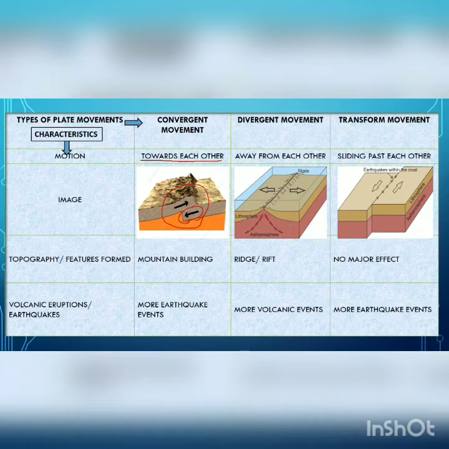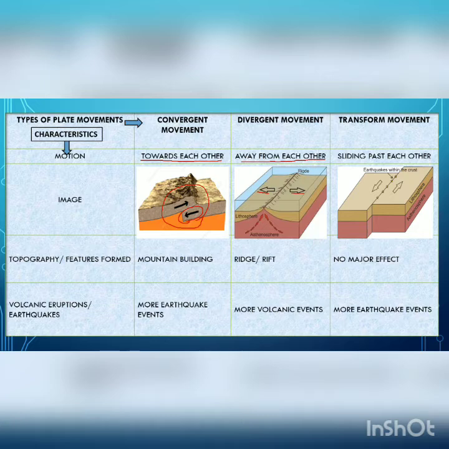In this type of movement, the plates move away from each other. Here in the image, with the help of arrows, you can see these two plates moving away from each other, which has resulted in the faulting of the landmass. The features associated with it are ridge and rift, and they are associated with more of volcanic events.